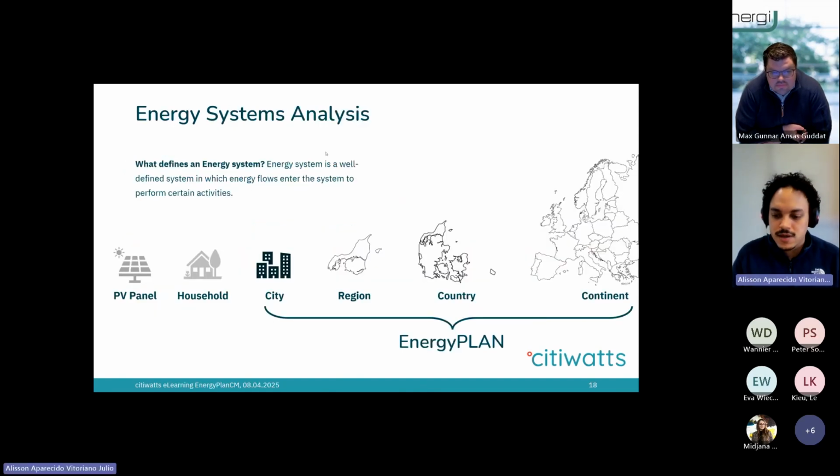So, what defines an energy system per se? An energy system is defined as a system with well-established boundaries that count with the energy flowing in and out to perform different activities. So in that sense, we can say that a PV panel is an energy system, a household classifies as an energy system, a city is an energy system, as much as regions, countries, and the whole continent. And with the aid of EnergyPlan, it's possible to assess from cities to continent all kinds of energy systems, accounting for all kinds of technologies and resources available within this software.